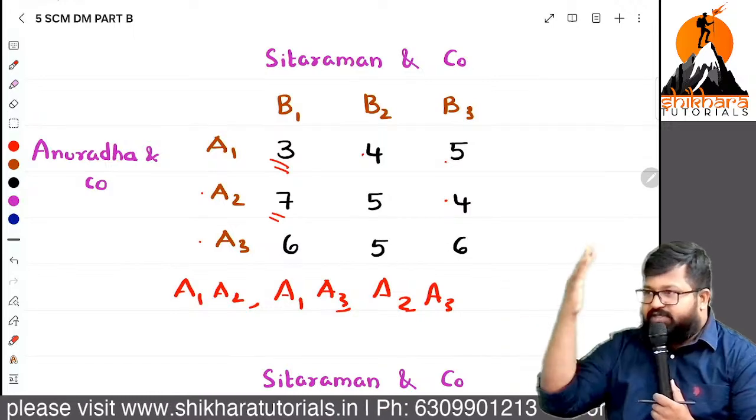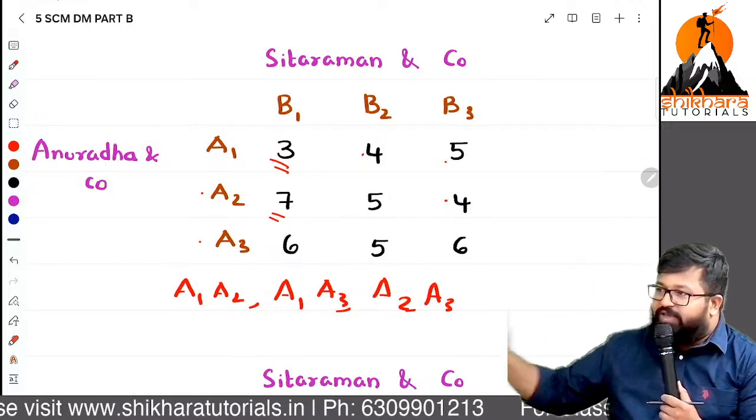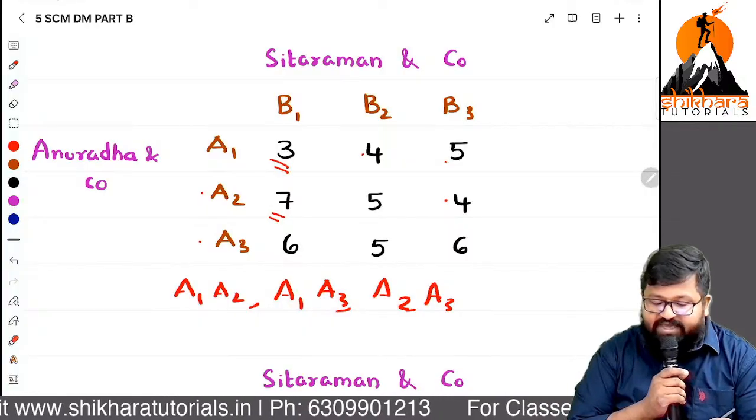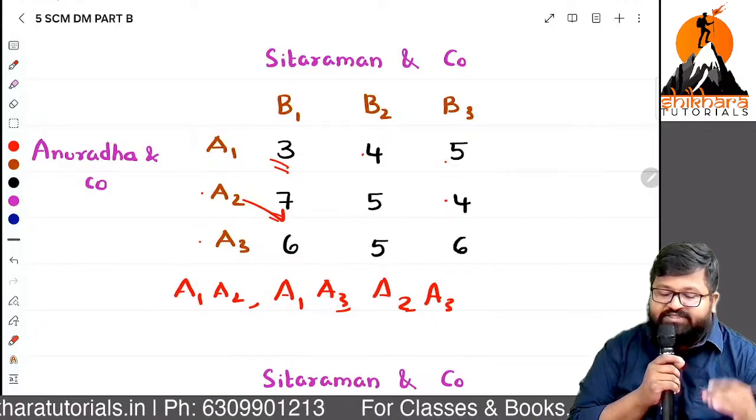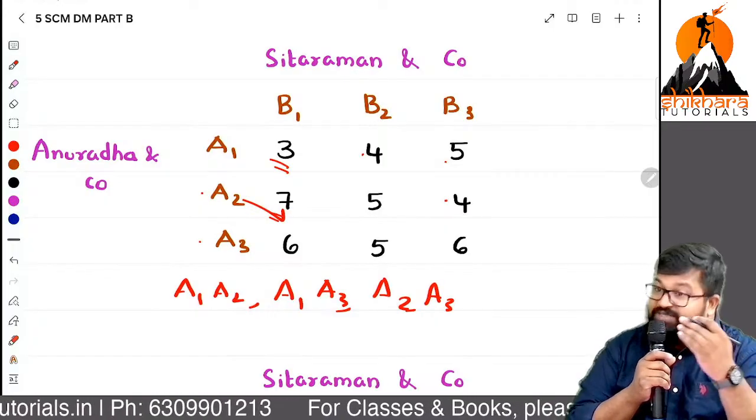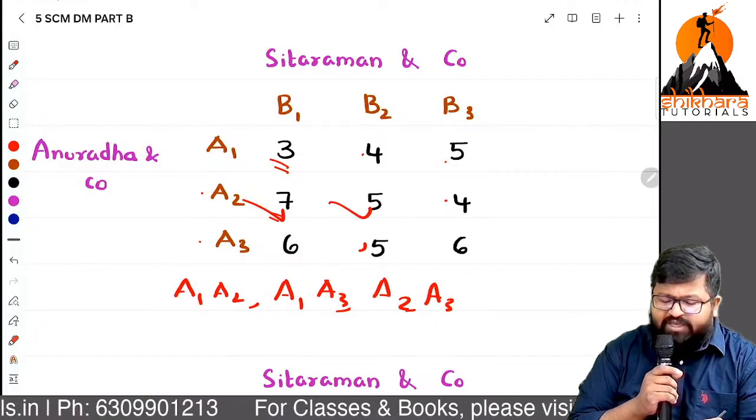A1, A3 is the direct answer. So go with the A2, A3. Sir, A2, A3, which is the highest number? 7 in A1, A2 or A3? A2. Next, 5 or 5. As both are equal, you can give the tick mark in both areas.